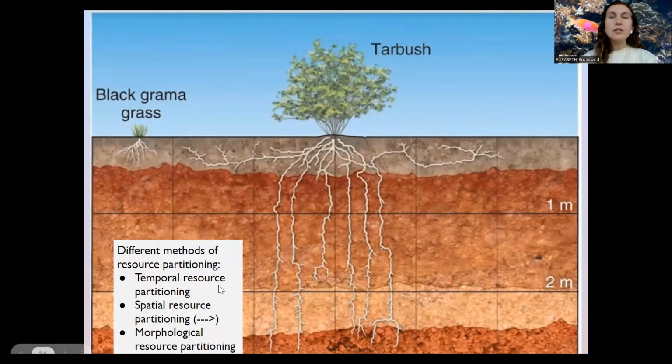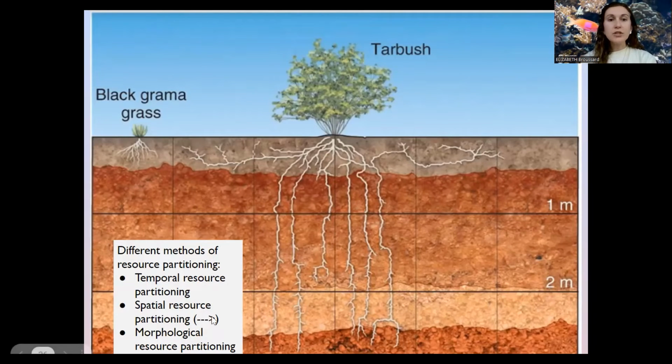Temporal resource partitioning is whenever individuals are utilizing different times of the day to make sure that they're not competing against each other. Some species are active at night, some at twilight, some are good in the morning, some in the afternoon. So different individuals will be active at different times of the day. That way they're not overlapping and competing with each other.